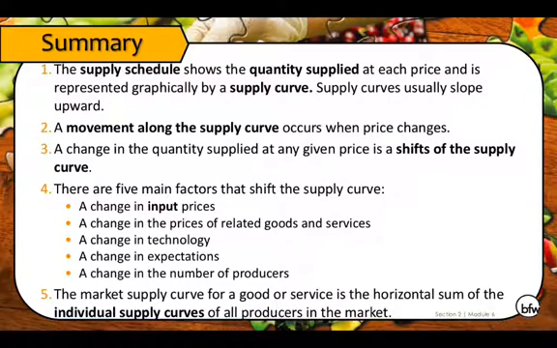And we also saw that the market supply curve for a good or service is the horizontal sum of the individual supply curves of all producers in the market. This brings an end to our study and look at Module 6, the law of supply.